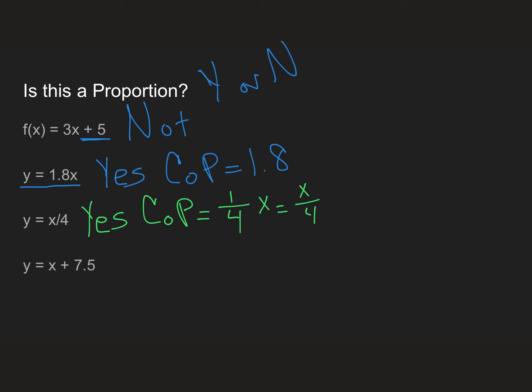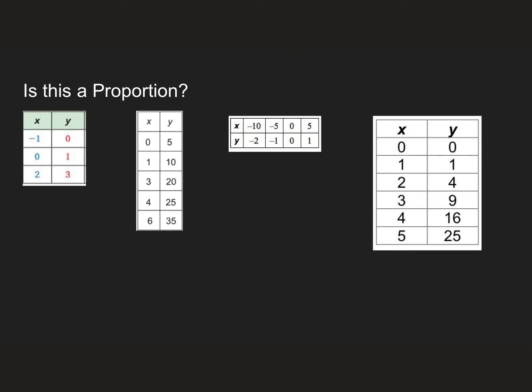Next one. Y equals x plus 7.5. Because I am adding 7.5, it is not proportional. So whenever I add or subtract anything, it is not proportional. I need to just be multiplying or dividing.